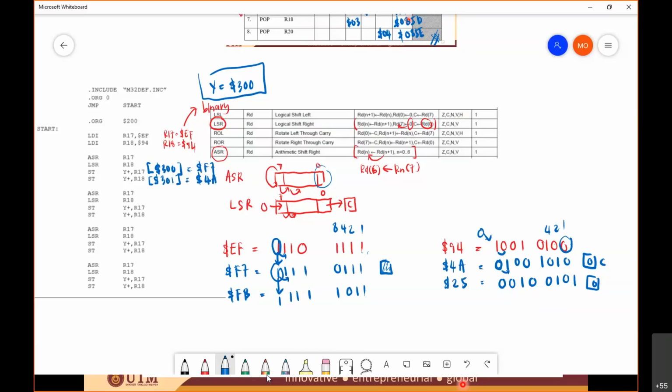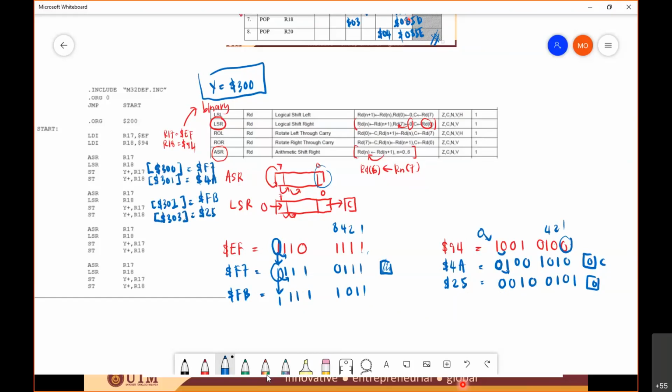Okay, and then you store again, by using the indirect addressing mode. So earlier your Y already increased to 302. Okay, so you store at 302 with what number? FB. And then Y increases by 1. So Y now points to address 303. Okay, at address 303 you store again R18 which is 5. And then the Y will increase by 1. Is my answer correct or not? Okay, correct.